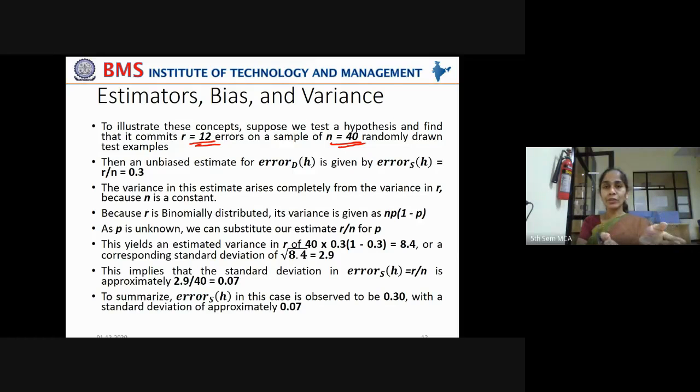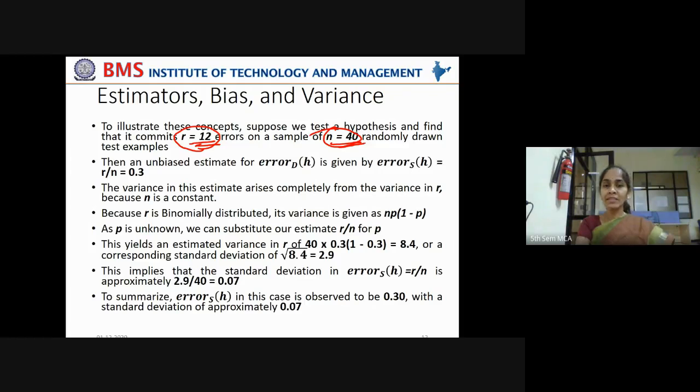Now you're trying to find how much true error it is giving, meaning how many correct predictions it is making and how many wrong predictions it is making with new instances, with new data points. Okay, so you have taken the sample of new data points as n equal to 40. Total 40 data points you have taken. Out of that, your hypothesis, meaning your machine learning model, is making 12 mistakes, 12 prediction errors.